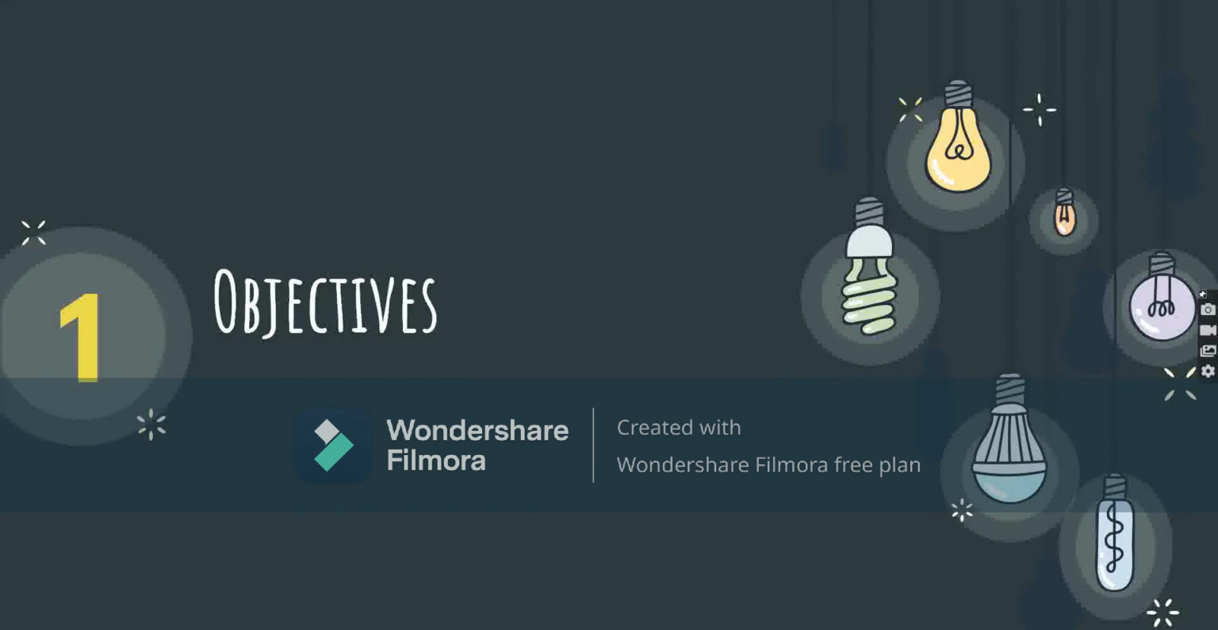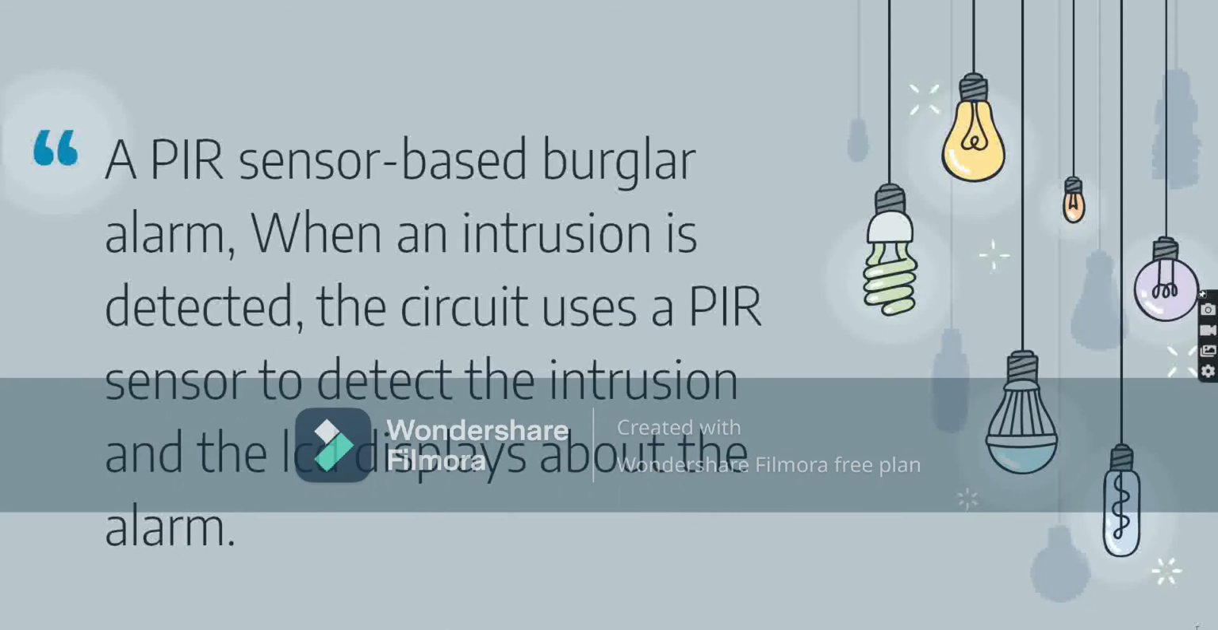First, getting on to the objective: why we need PIR sensors and why we need the burglar alarm. The PIR sensor based burglar alarm, where PIR stands for passive infrared sensor. When an intrusion is detected, the circuit uses a PIR sensor to detect the intrusion and the LCD displays the alarm. When there is no intrusion, the PIR sensor stays calm and the LCD does not display anything.